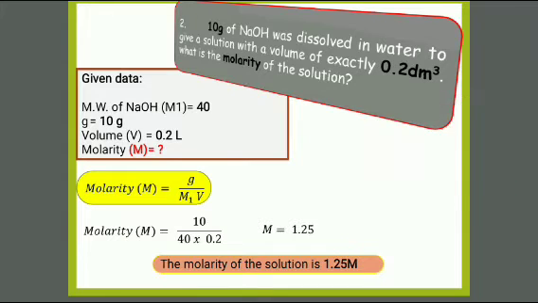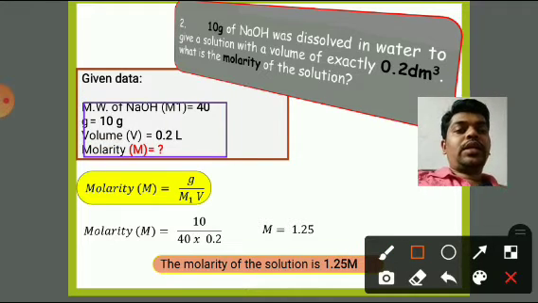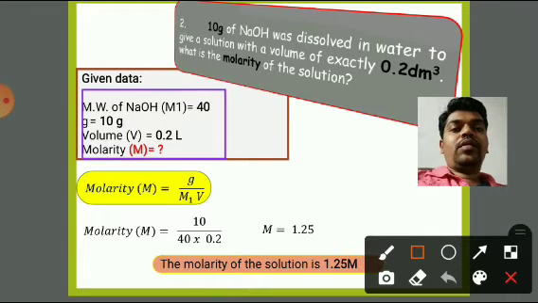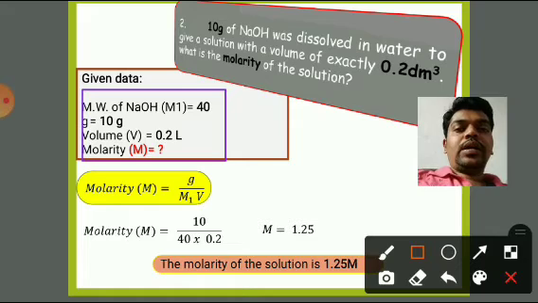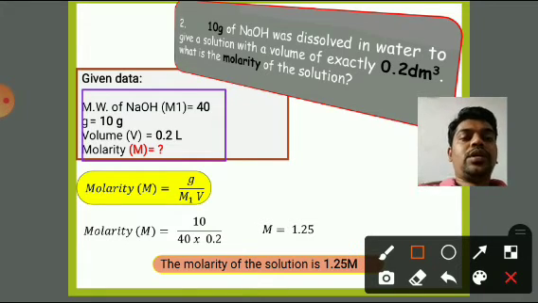So here the given data is the molecular weight of NaOH, which we know is 40, represented by M1, and the weight of the solid, that is the NaOH, which is 10 gram here. And the volume of the solution is 200 ml, or you can say 0.2 liter. Then we have to calculate the capital M.